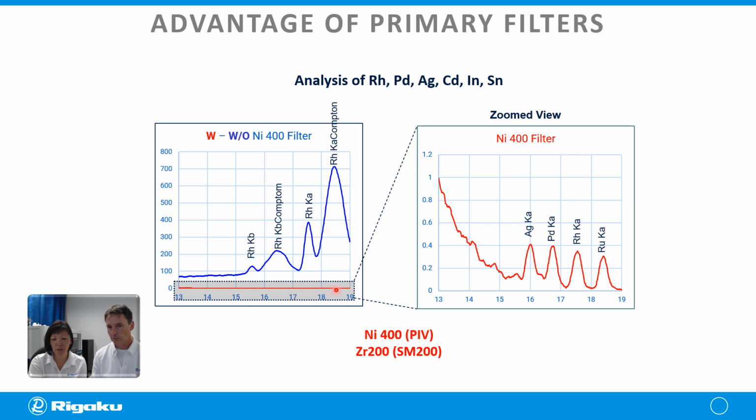You can see here this red line here. If you zoom in on it, you can actually see these elements here when you put the filter in. Because if not, you're not going to be able to, because it's under the Compton and Rayleigh scatter peaks here. And this, of course, is all done automatically in the software.